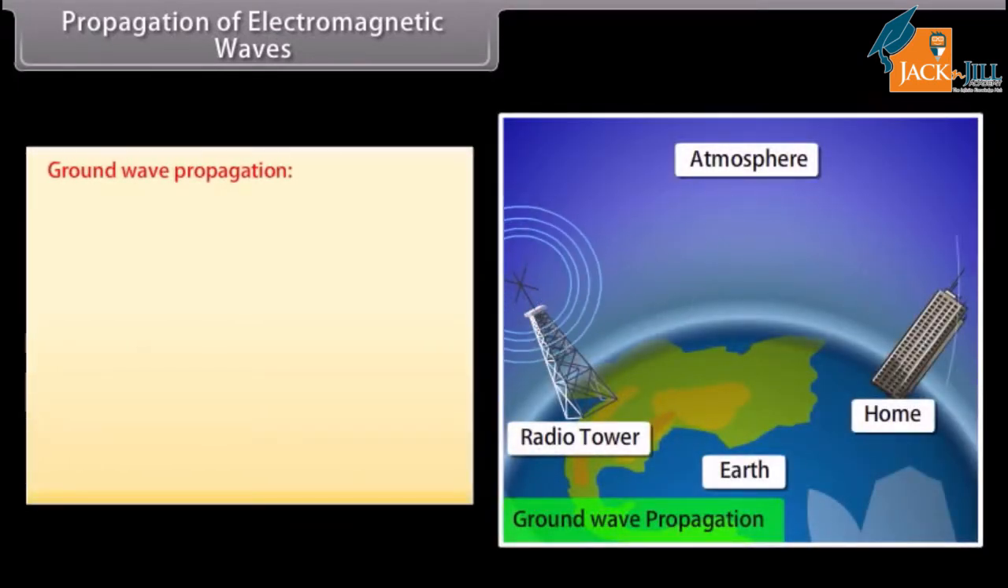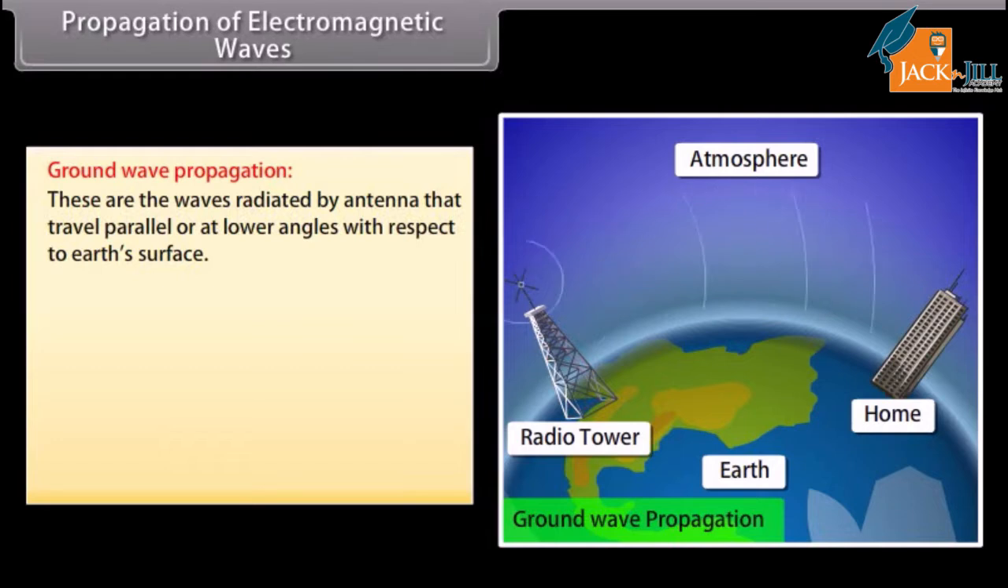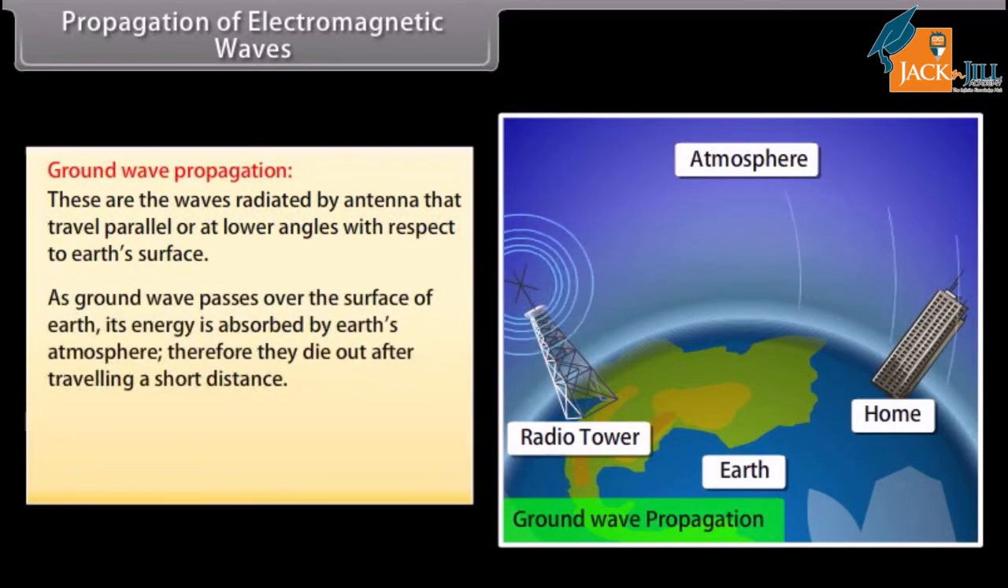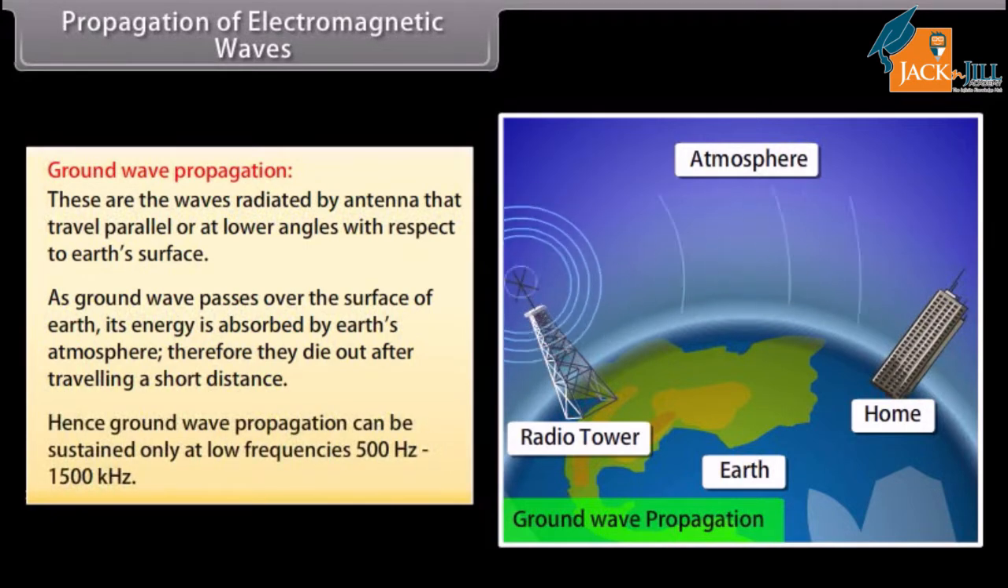Ground wave propagation. These are the waves radiated by an antenna that travel parallel or at lower angles with respect to Earth's surface. As a ground wave passes over the surface of Earth, its energy is absorbed by Earth's atmosphere. Therefore, they die out after traveling a short distance. Hence, ground wave propagation can be sustained only at low frequencies, 500 Hz to 1500 kHz.